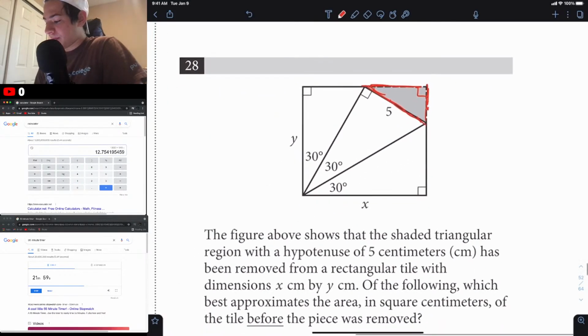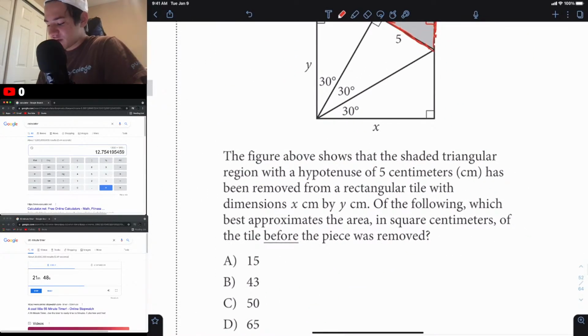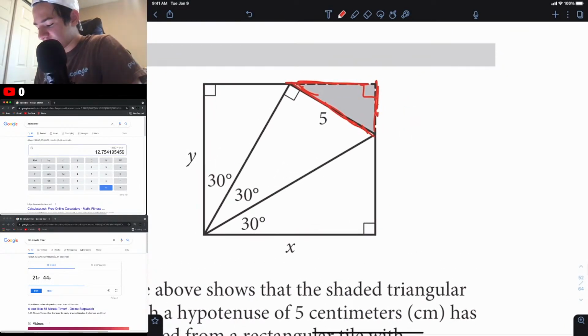Well, it's interesting. Of the following, which best approximates the area of the tile before the piece was removed? So we want y and we want x, basically. Okay. Man, this is weird. That's 30 degrees. Okay.